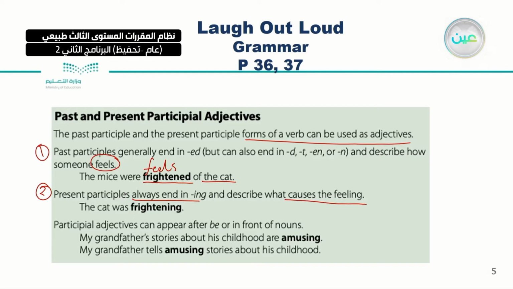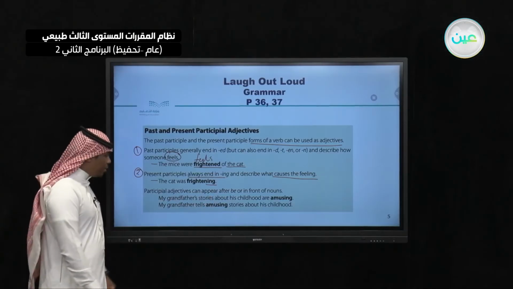So here, the same as in the first example, the cat was frightening. Frightening uses ing. So here we have the feeling, frightened, and the adjective or present participle with the cause, I use ing. So the cat was frightening. Frightened with ed, and the other one is with ing.